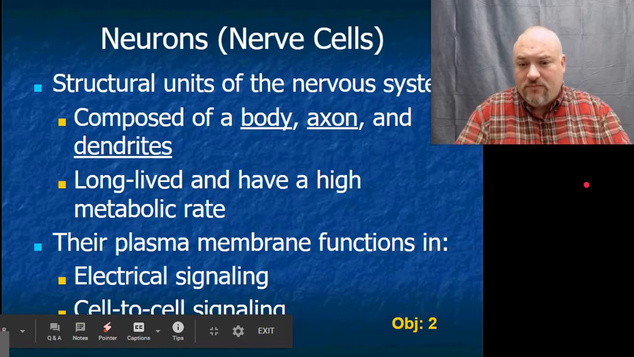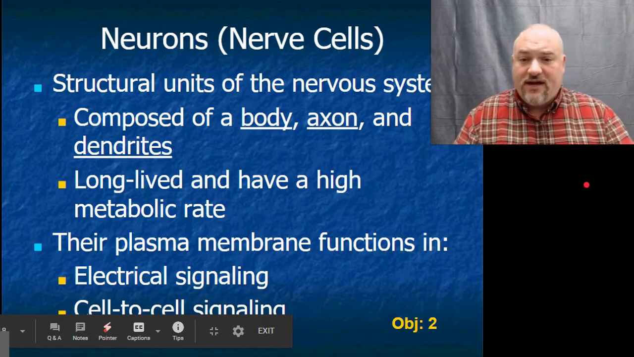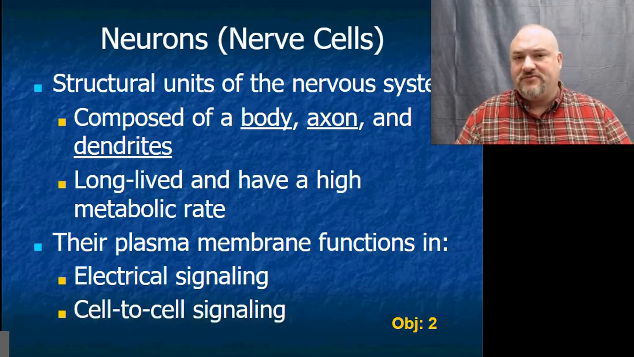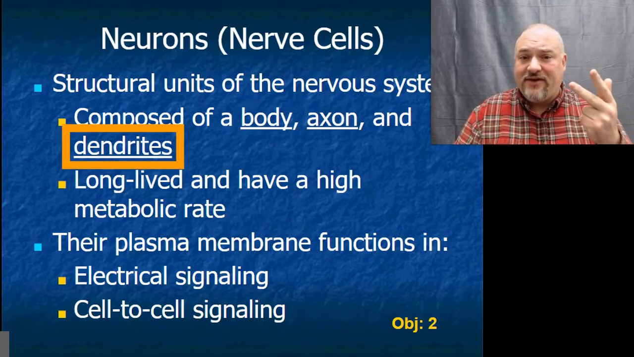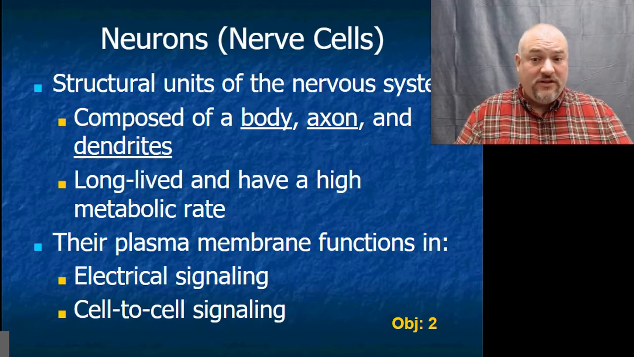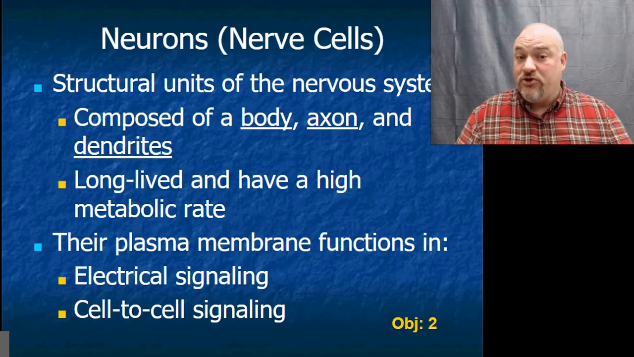All right, so neurons, nerve cells, are the structural units of the nervous system. They're the main functional and structural unit of it. They have 3 main parts: the body, the axon, and the dendrites. They're relatively long-lived and have a very high metabolic rate. You use a lot of your energy, even just sitting around, to power your nervous system.